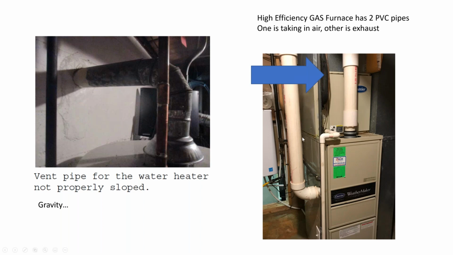And this is your high efficiency furnace. You've got an intake and a vent on a high efficiency furnace. So when you see two PVC pipes, you know that it's high efficiency.